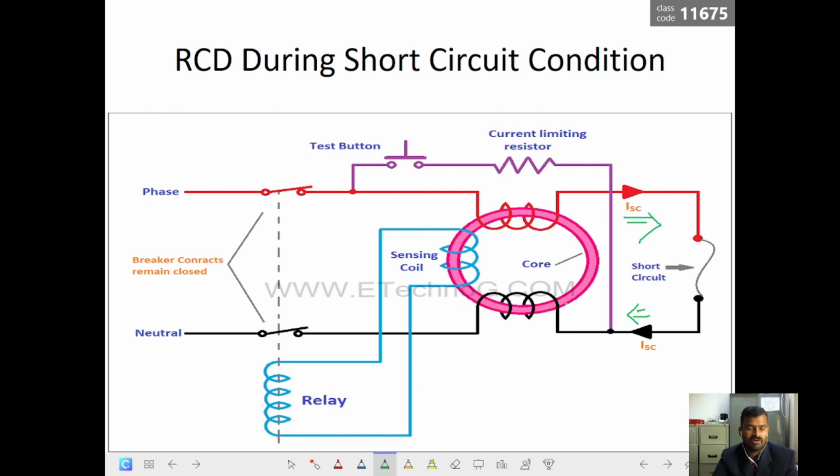So this is the difference. We must have both of these devices in the circuit to protect humans as well as the circuit from the fault. Short circuit fault and overload fault, the MCB or fuse will take care of it, and a leakage fault, obviously the RCD will take care of it. So by having these two devices in an electrical circuit, we can protect the livestock as well as the machines from the fault.